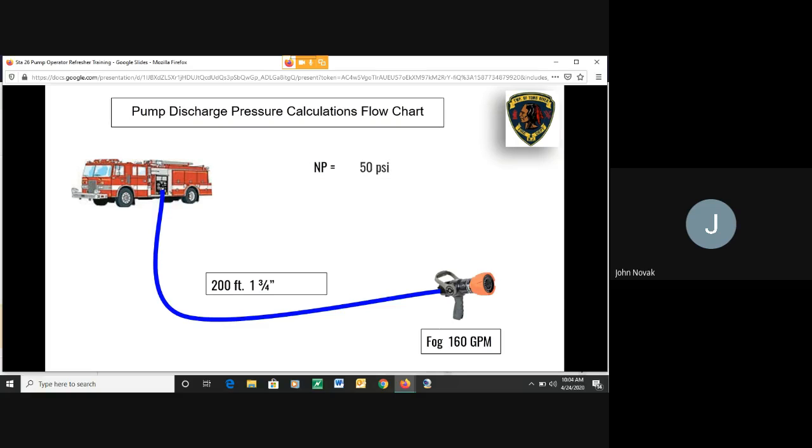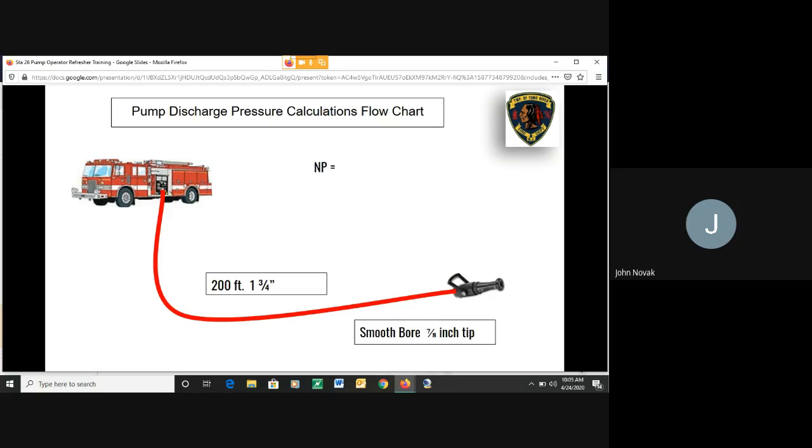All right, so the nozzle pressure is 50. Friction loss with our coefficient in our chart comes out to 25 per 100. So we have 200 foot of 1 3/4, so the friction loss is 50. So our pump discharge pressure is 100 psi. Okay, same thing flow in the smooth bore. Nozzle pressure is the same, same layout, same flow. Friction loss is the same. That's the nice thing about getting these nozzles matched, the fog nozzles and the smooth bore nozzles. And pump discharge pressure is 100 psi.